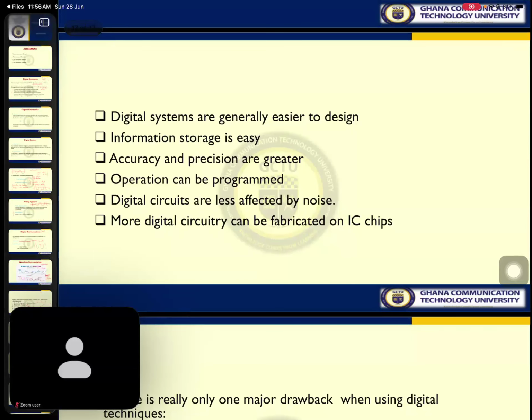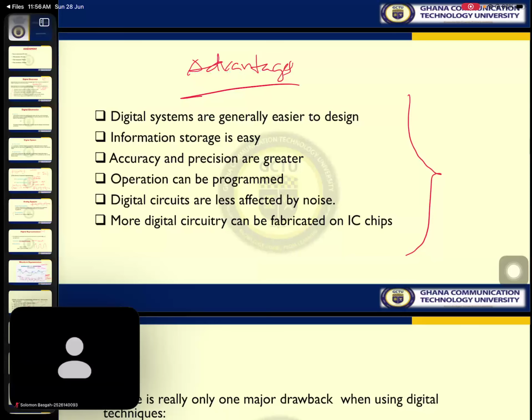Now, digital systems are easier to design. These are some of the advantages of digital systems. It is easier to design because it operates on only two states. Either it is working on 0 or it is working on 1. And this makes analysis and design easier compared with circuits that must handle infinitely many values.